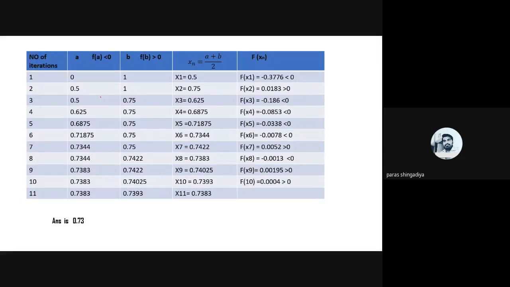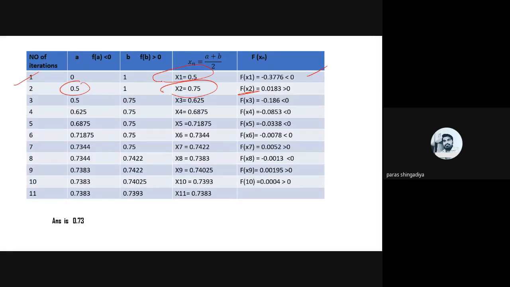So this is the table we considered for this question. In the first iteration, interval 0 to 1, x1 is 0.5, which gives a negative, so replace 0.5 in place of a. So with 0.5 to 1, x2 is 0.75, and f of x2 is positive.